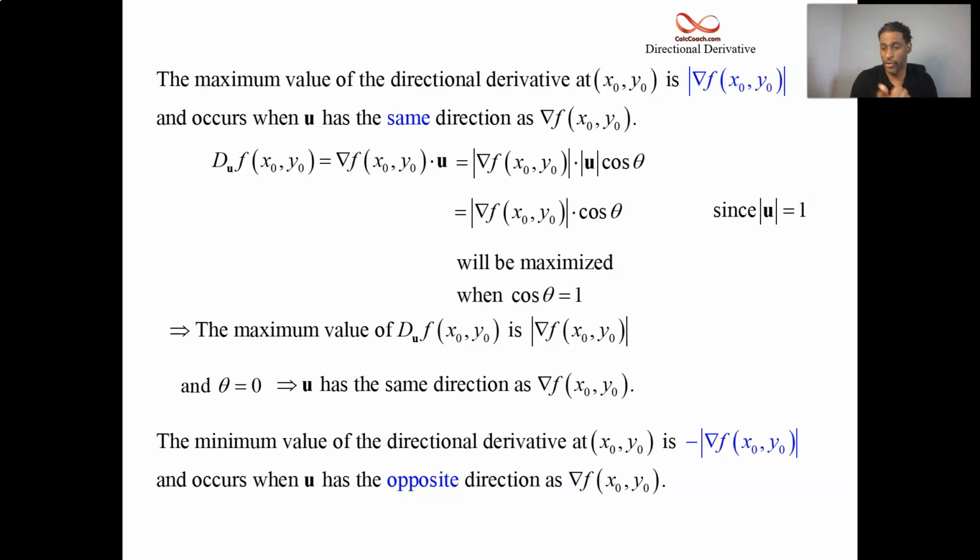So if your gradient vector is pointing this way, then opposite it should be the direction in which you want to decrease the fastest. So the opposite of the direction of the gradient will be the direction of maximum decrease. All right, great. So the gradient is used to calculate any directional derivative. If you want the biggest directional derivative, you use the gradient.